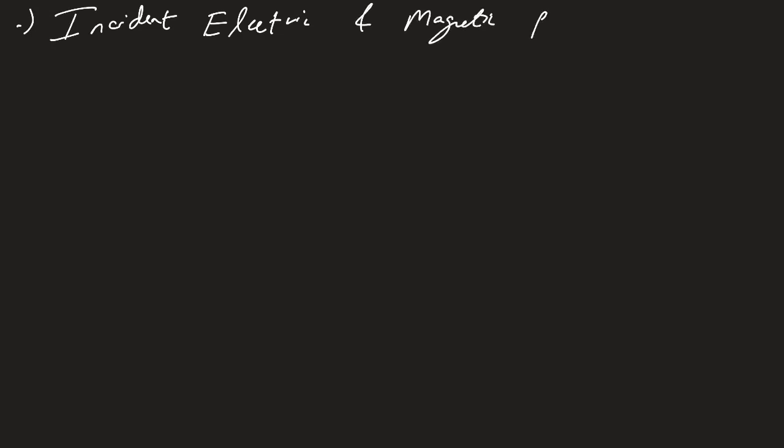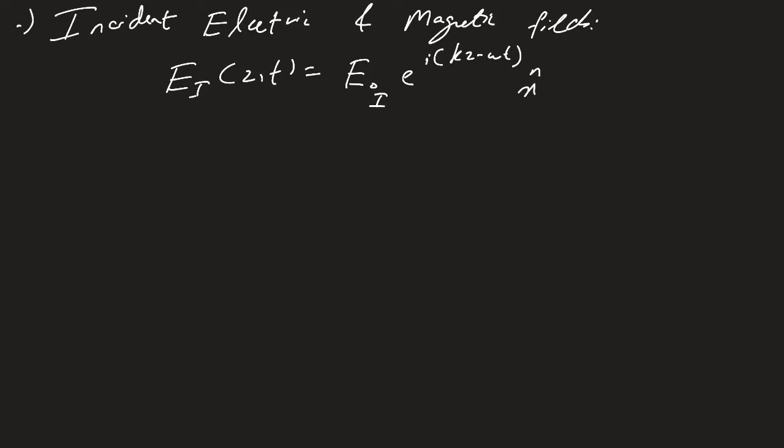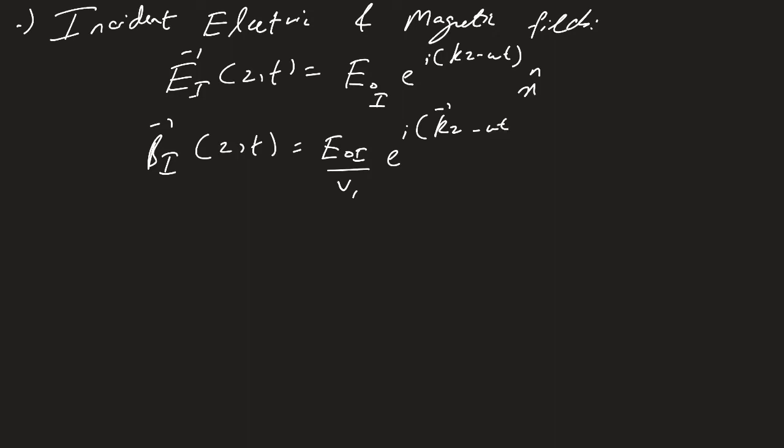So we can express the incident electric and magnetic fields as the following plane waves. E incident of z,t is equal to E naught incident e to the i of kz minus omega t, because as I've already specified, the propagation is along the z direction and polarized along x. And so the corresponding magnetic field, these are of course vectors, of z,t becomes equal to B naught incident, but B naught incident is just E naught incident over the velocity in medium 1, right? So this is v1, e to the i of kz minus omega t. Okay, and this is of course y hat.